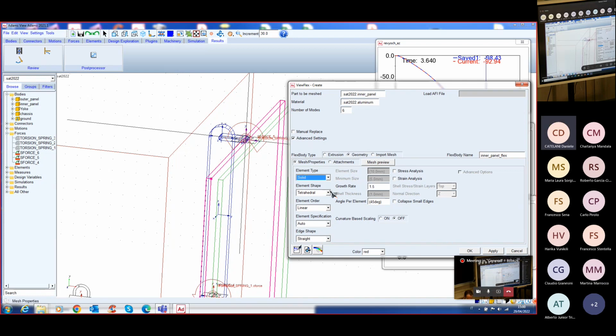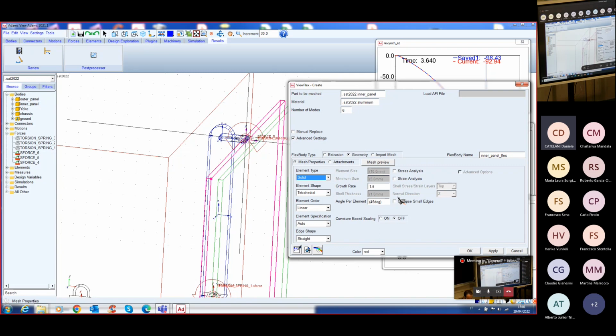And you can use the full parametric model because you can parameterize the dimension of the mesh, you can parameterize the number of the modes, you can parameterize the material of your component, so you can run a parametric analysis.